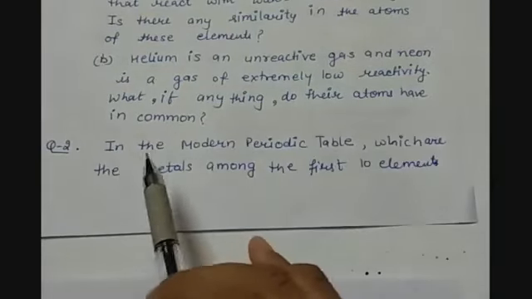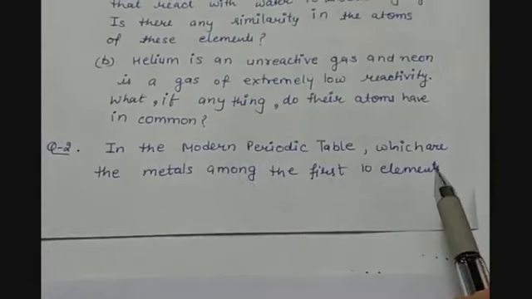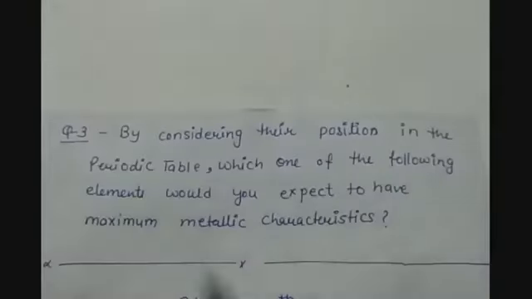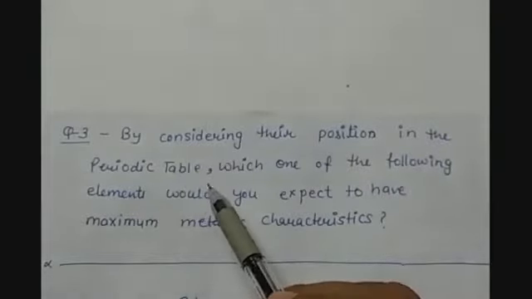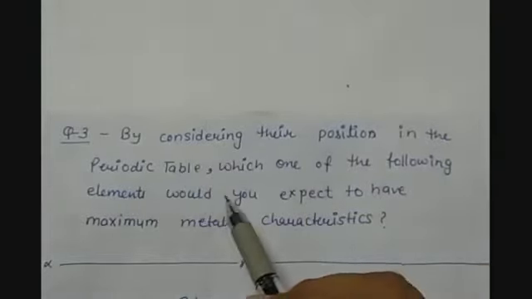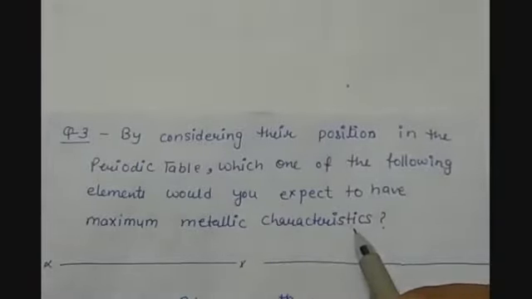Question number 2 is in the modern periodic table which are the metals among the first 10 elements? Question number 3 is by considering their position in the periodic table, which one of the following element would you expect to have maximum metallic characteristic?